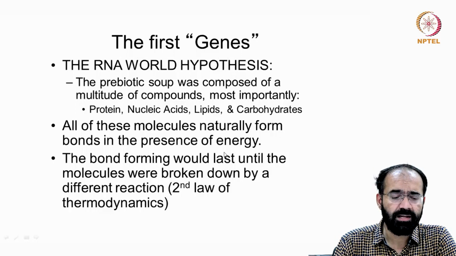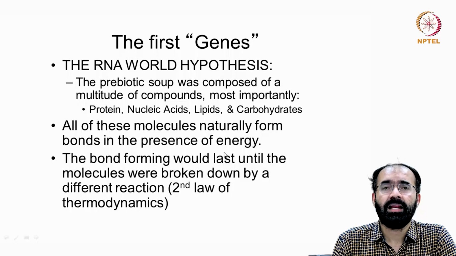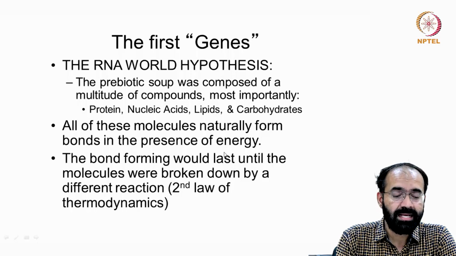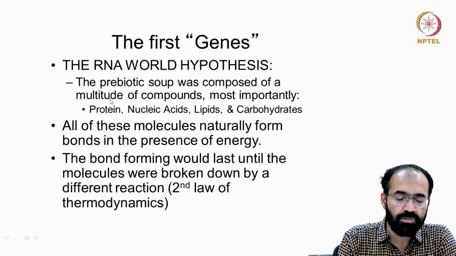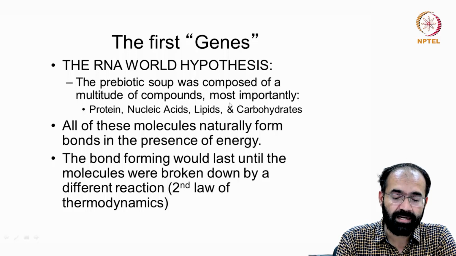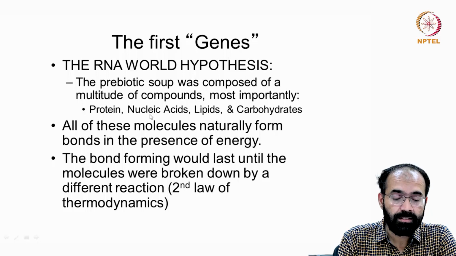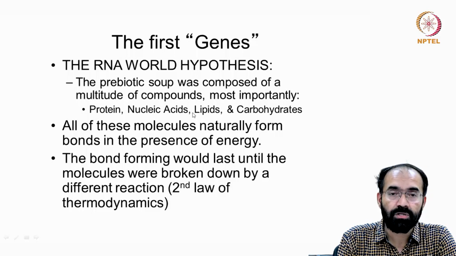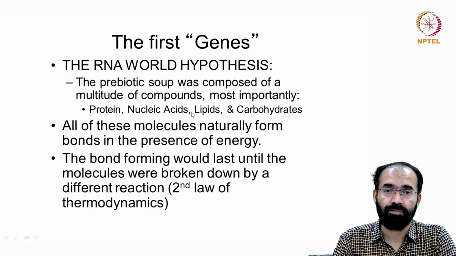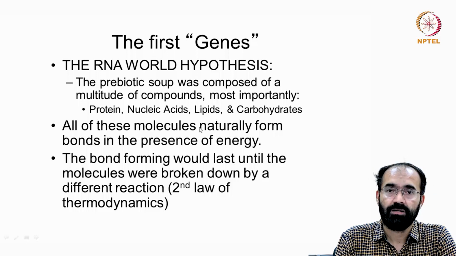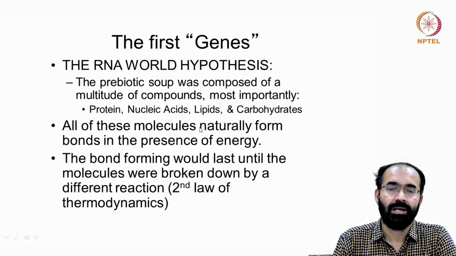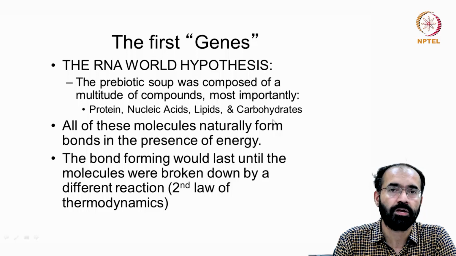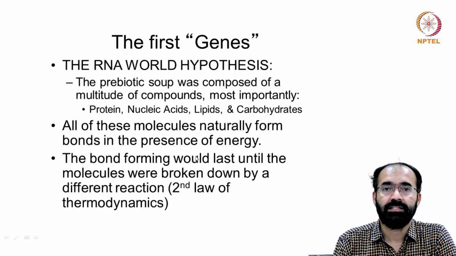So the first genes, if you think about storing the information, we got it from the RNA world hypothesis. The prebiotic soup was composed of multiple components, not just RNA, and this included proteins, nucleic acids, lipids, and carbohydrates. All were there, but none of these molecules were able to sustain itself. Although they are present, their collaboration or their congregation enhanced their ability to survive. Although protein is stable, nucleic acid is stable, lipid is stable, carbohydrate is stable, they are all there. But stable is a relative term.